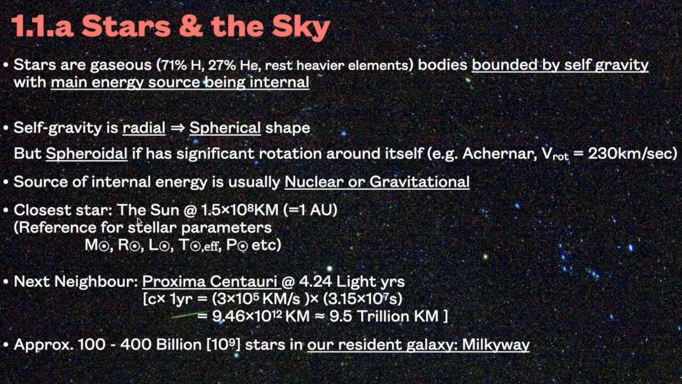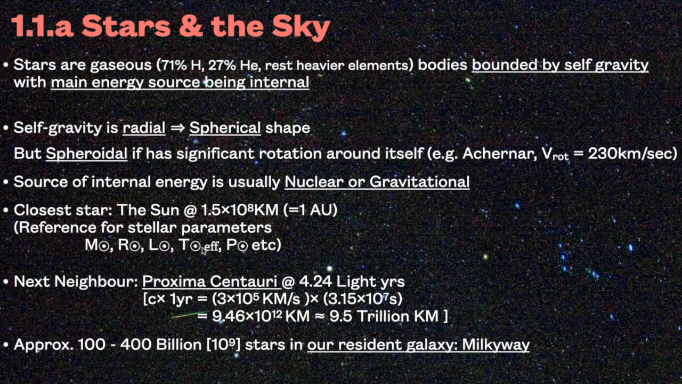So the sun is our closest star, and whenever we are talking about different stellar parameters, like mass of the star, radius of the star, luminosity of the star, effective surface temperature of the star, or pressure of the star, we usually refer to solar values. For those standard reference values, we use this circle with a dot at the center. So M sun is the solar mass, this is the solar radius, solar luminosity, and so on.